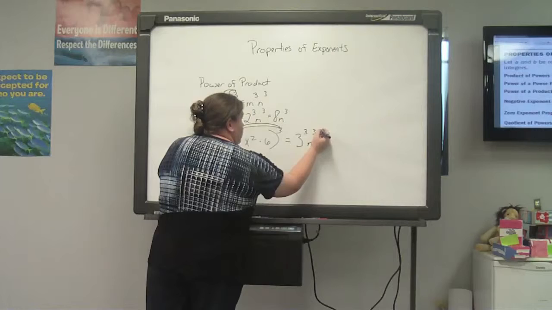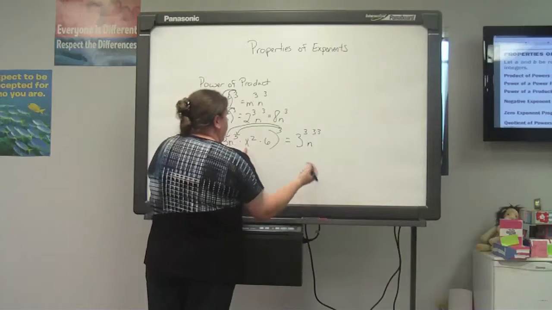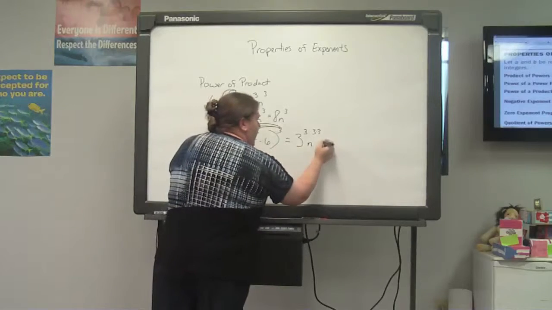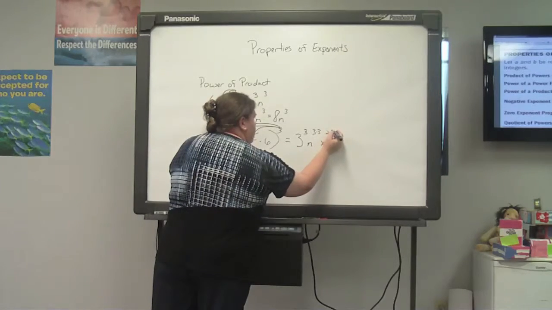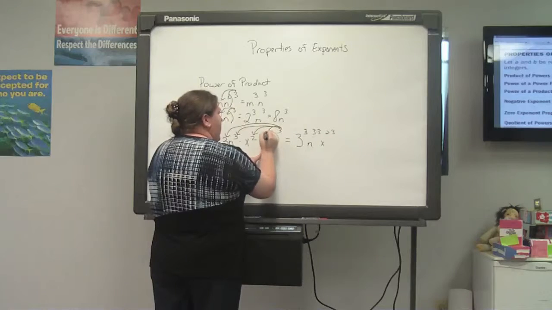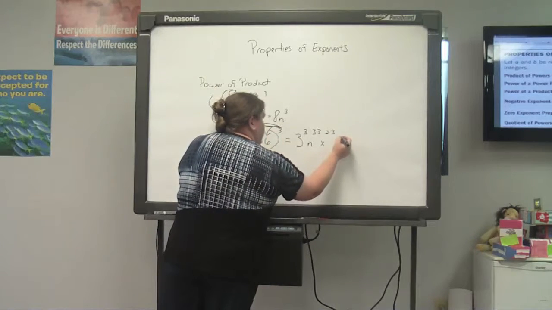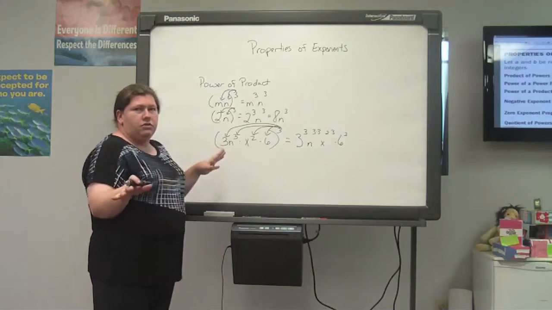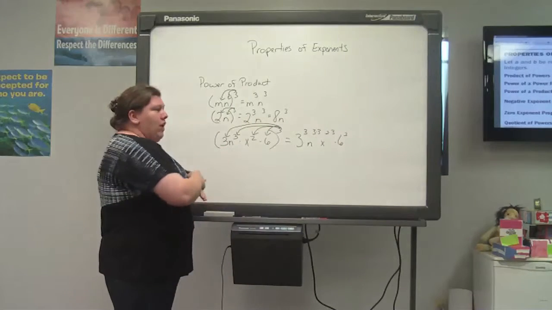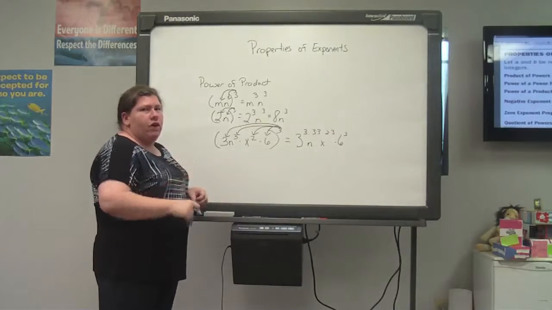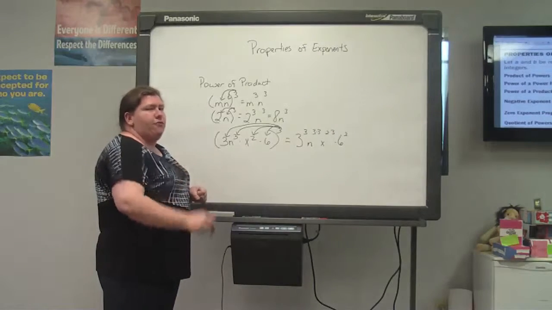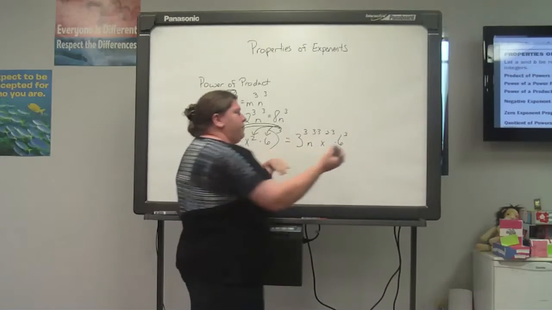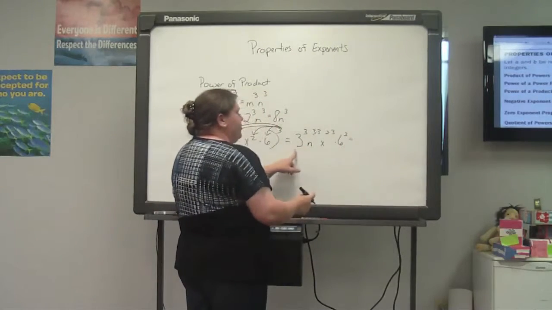cubed times 3. And then we still have distributing to my x. So x to the 2 times 3, and then one last time, times 6 cubed, because you distribute it all the way. I do that before I do any solving, so I do not forget to distribute to everything. Once we get to this point, you want to go ahead and solve.